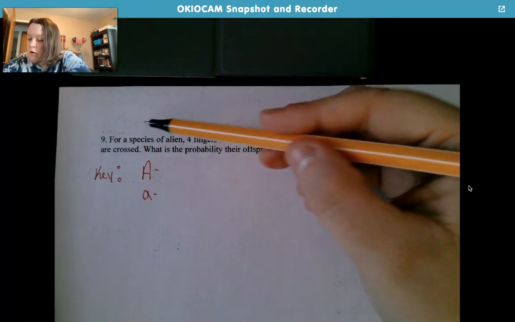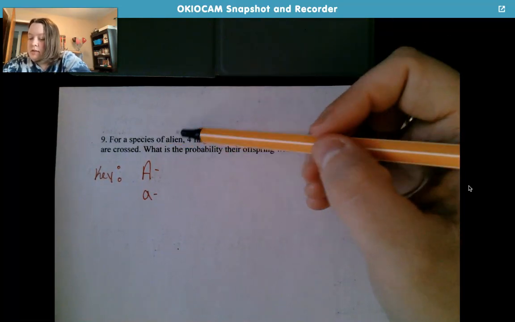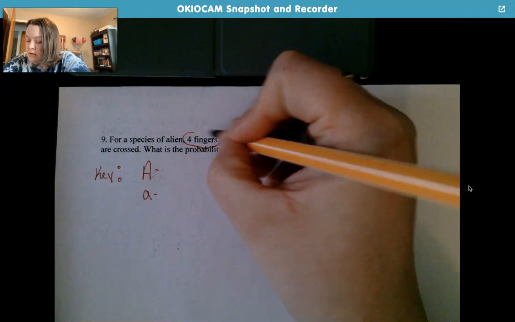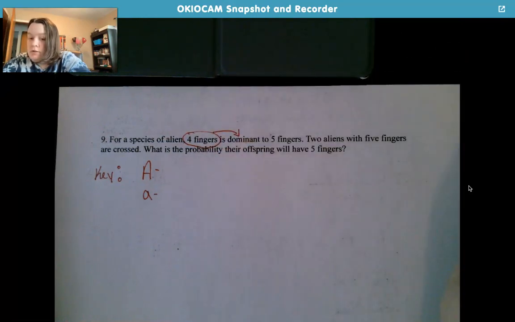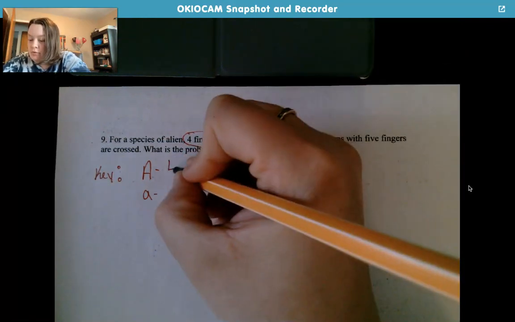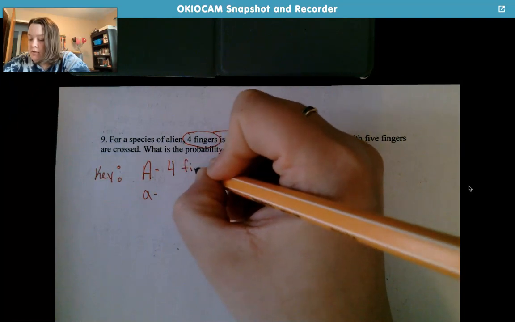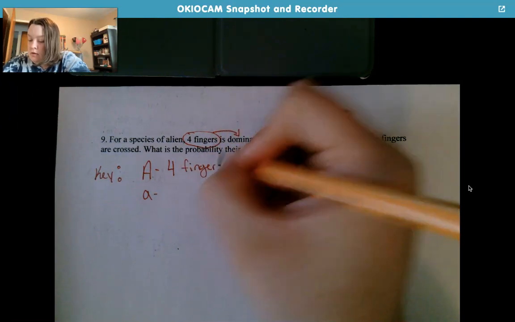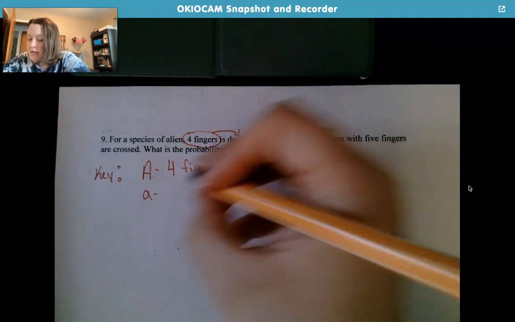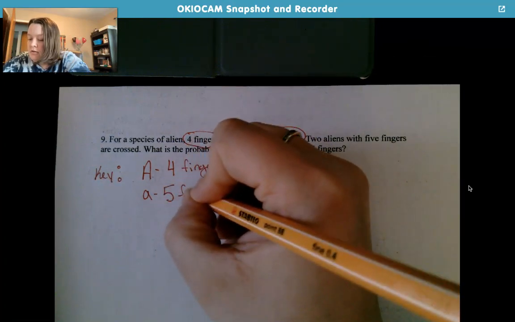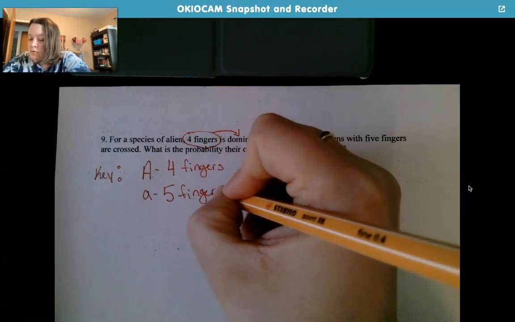I'll have a big A and a small a. Let's read. For a species of alien, 4 fingers is dominant. Dominant means capital letter. So my big A is going to be 4 fingers. 4 fingers is dominant to 5 fingers, meaning 5 fingers is recessive.